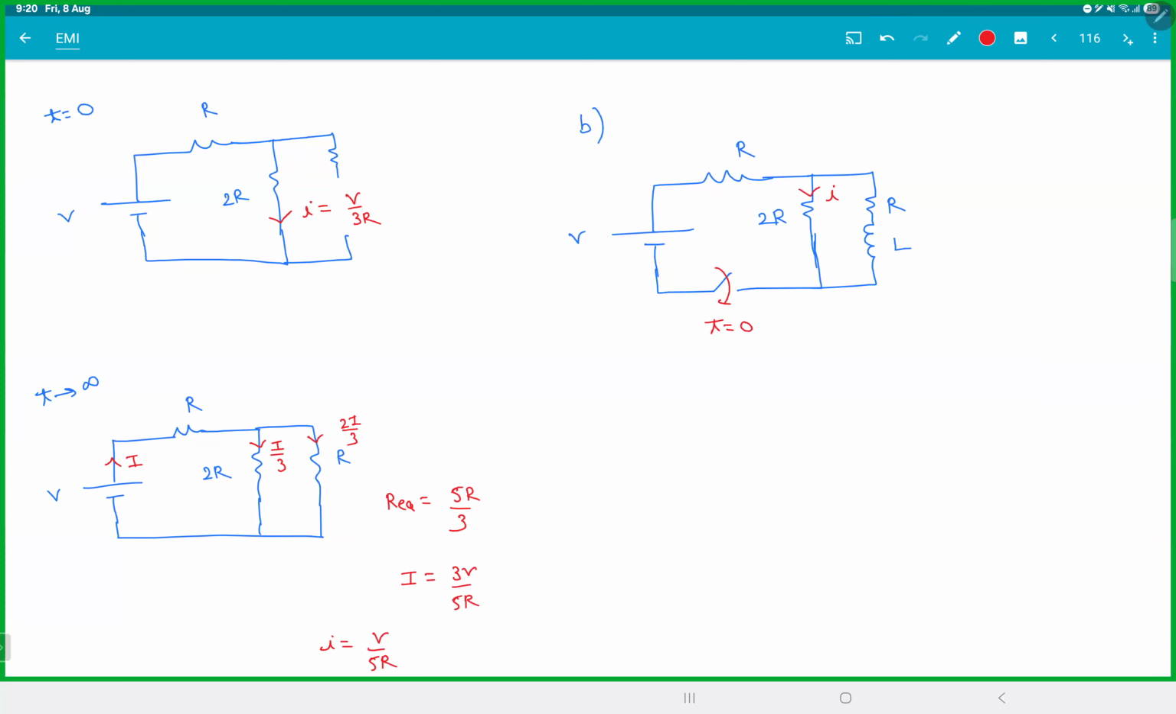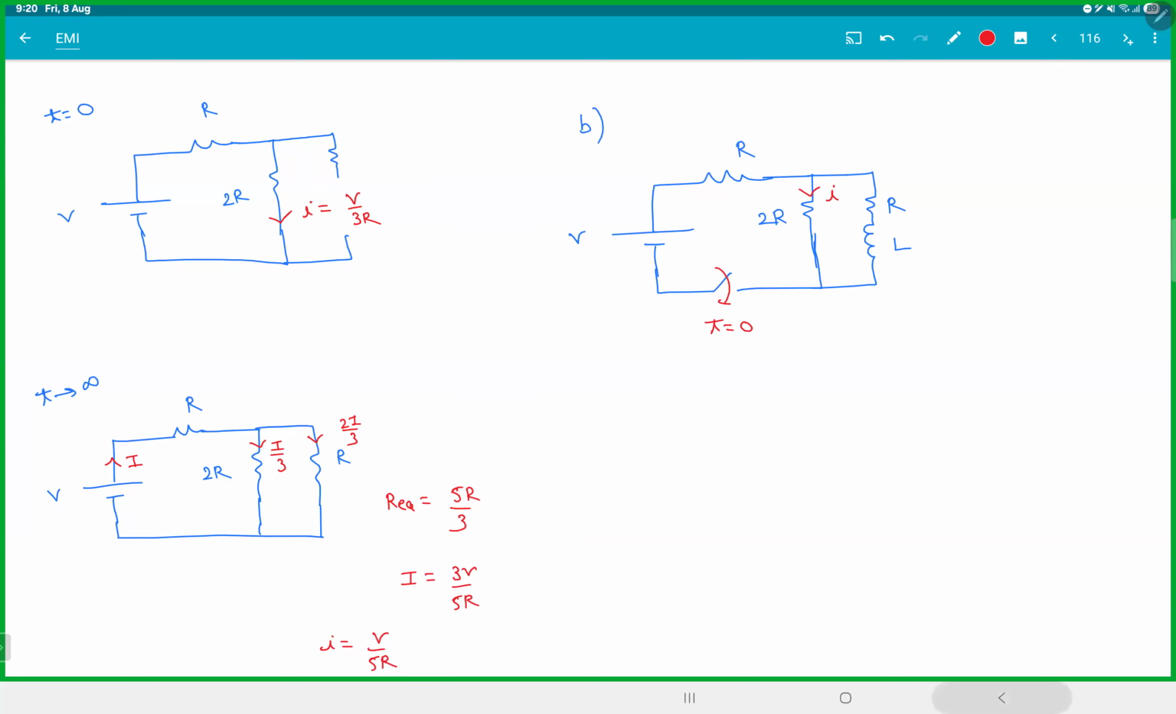Be careful. What you got, 3V by 5R, is the total current. I'm not asking you that. The question was the current in the 2R branch. You have to split the current again. Clear with this? So these things look like the same thing as the capacitor ones. That is okay. Easy stuff.